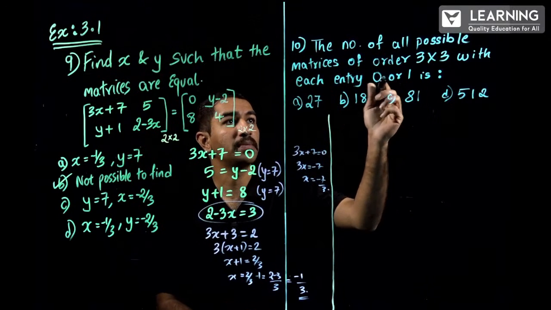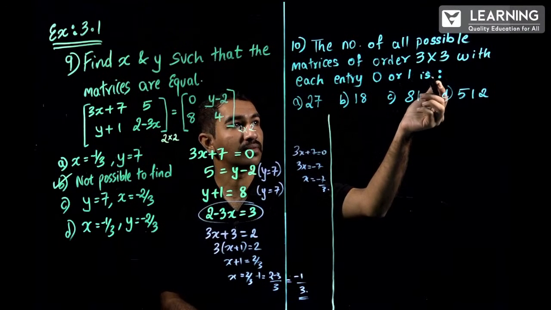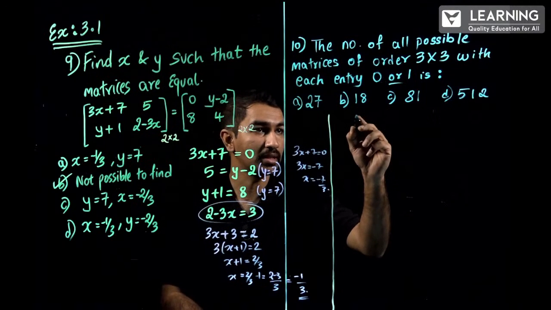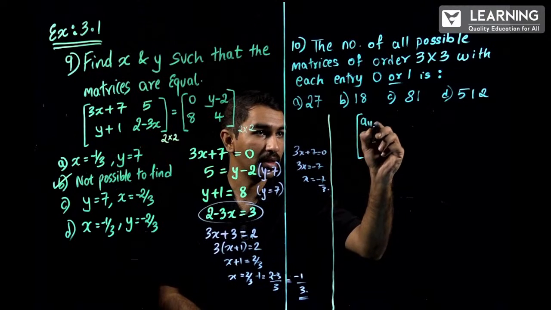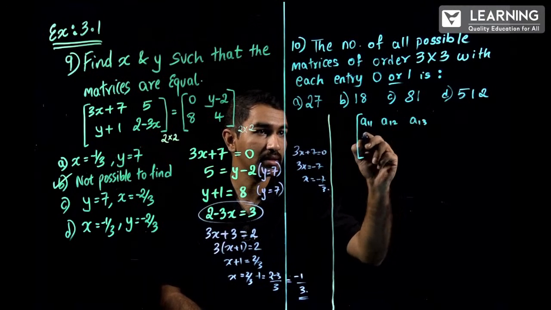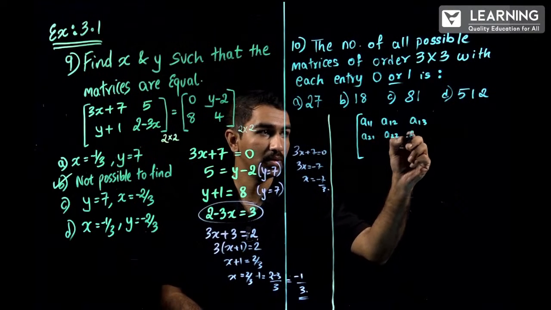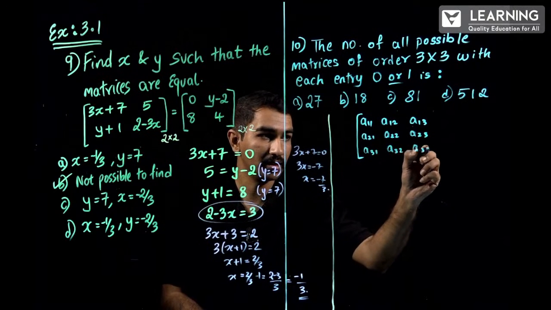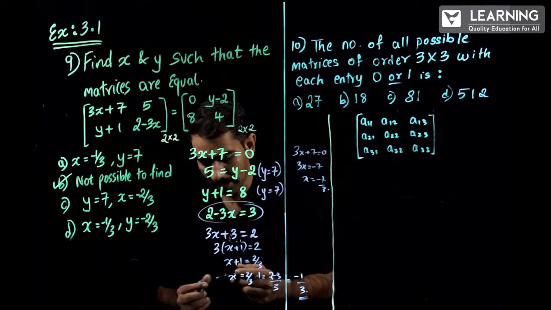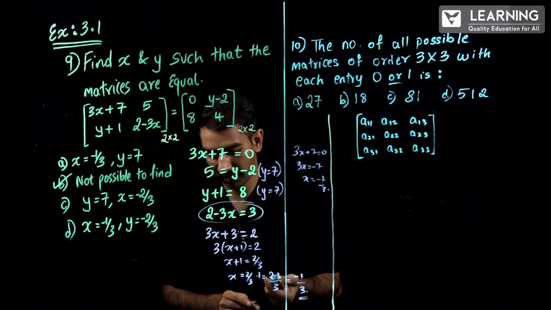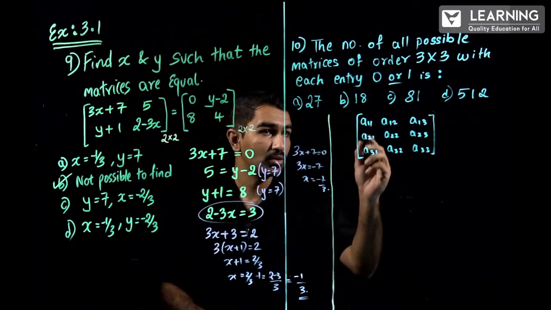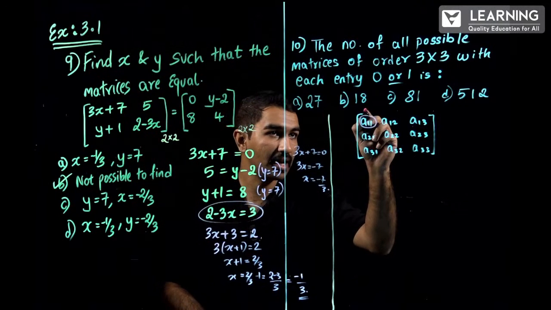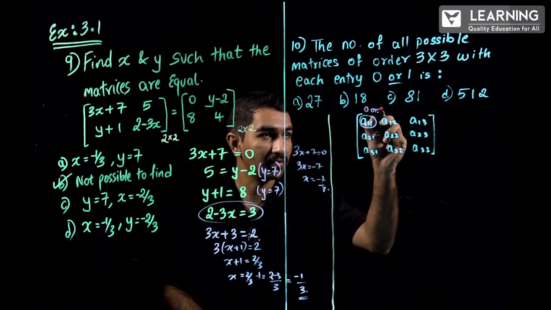Now here, the number of possible matrices of order 3 cross 3 with each entry 0 or 1. Okay, so 3 cross 3 means what, students? A11, A12, A13, A21, A22, A23, A31, A32, A33. So students, now understand here, we'll be using permutations and combinations just to get the answer. So now in this space, what can I fill? I can fill either 0 or I can fill 1, correct?